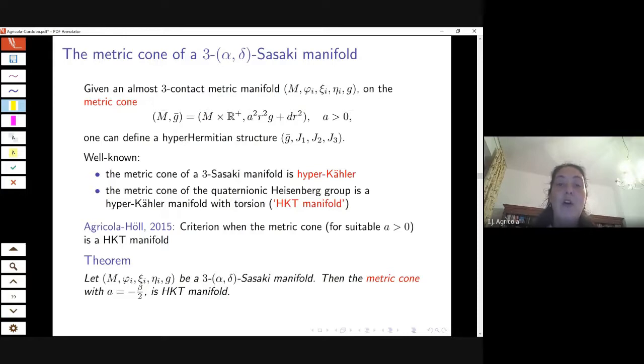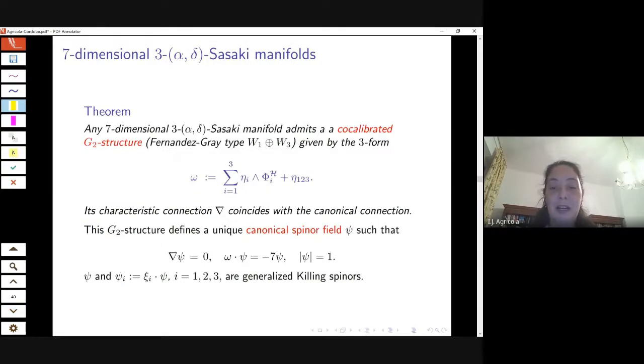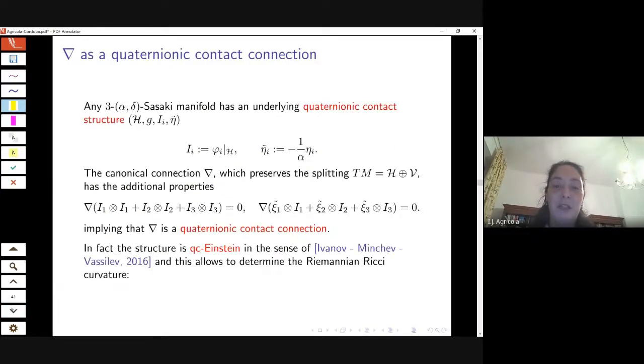Okay, the metric cone of a 3-alpha-delta Sasaki manifold is hyperkähler with torsion, but I don't want to say something about that. And we also skip the 7-dimensional case, because I want to give you some of the outlook. That this is interesting for spin geometry, you can believe me, because this is my daily business. But here's something else which is interesting.